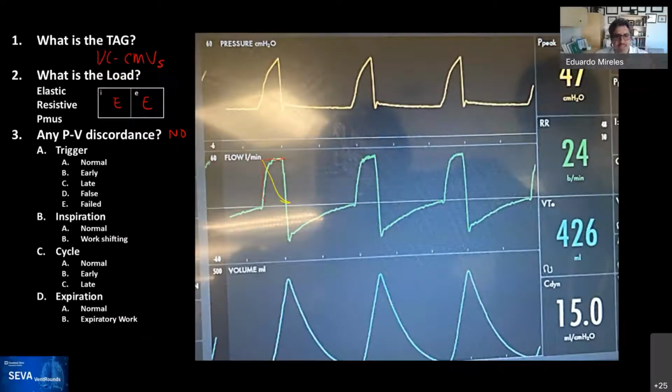The challenge is that the manufacturers added a value that is called rise time. That rise time is the time it takes to get to peak flow. And whoever programmed this ventilator, for whatever reason, decided to change it.